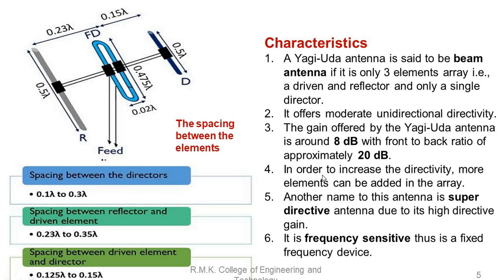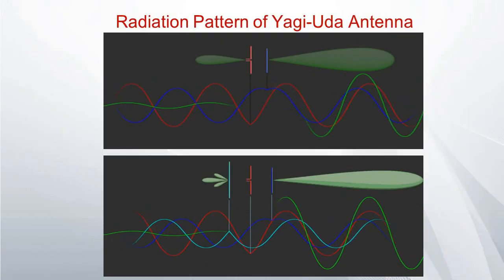I already told that in order to increase the directivity, more elements can be added in the array. Another name of this Yagi-Uda antenna is super directive antennas, and it is frequency sensitive, thus it is a fixed frequency device. It is used for a fixed frequency range.